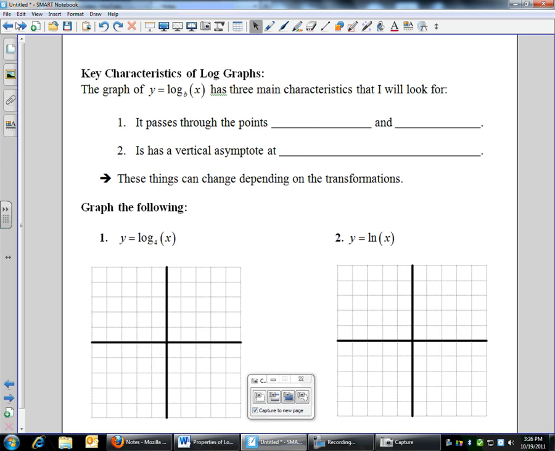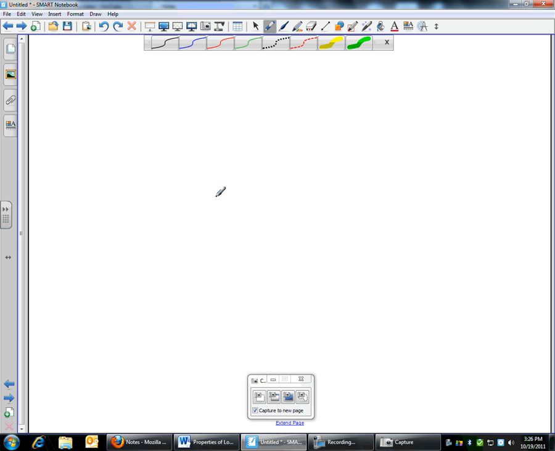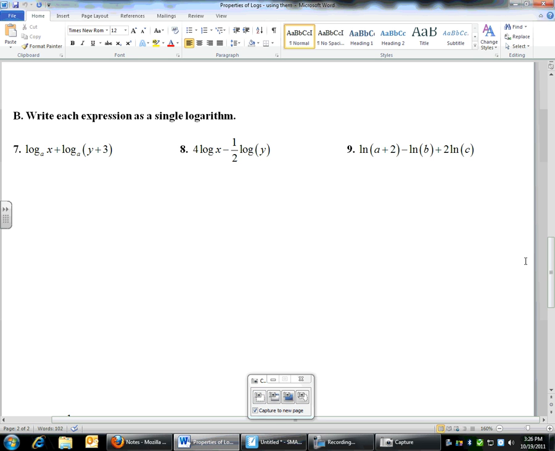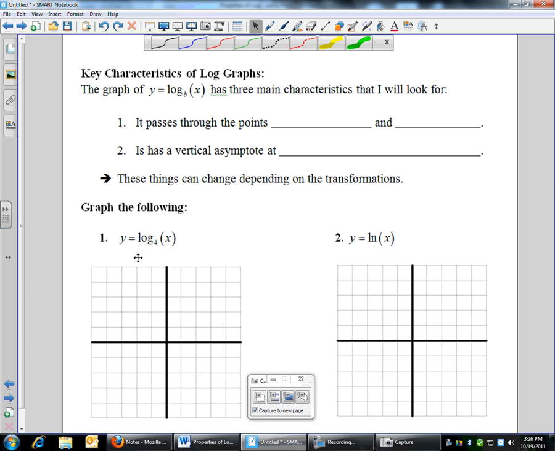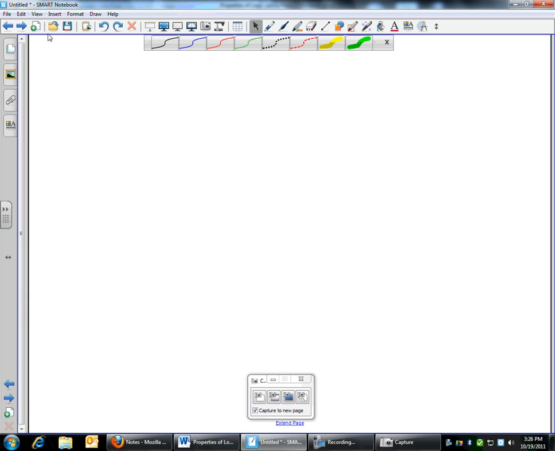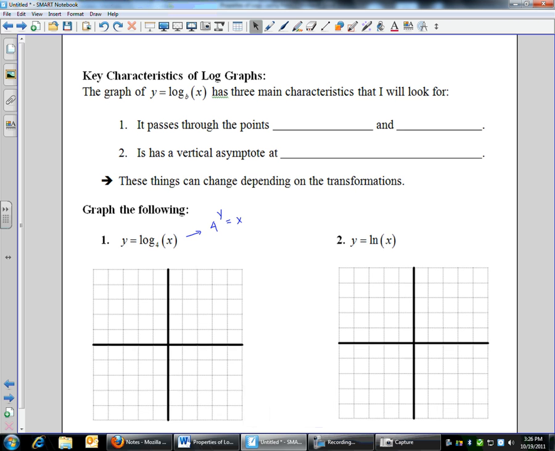But to graph logs, what I'm going to do is just show you real quick how you can figure it out. I'm going to start by graphing number 4, y equals log base 4 of x. The way we'll do that is I'm going to take that out of log form, and it can be rewritten as 4 to the y is equal to x. And then to figure out what the graph looks like, we could just create a good old xy table.